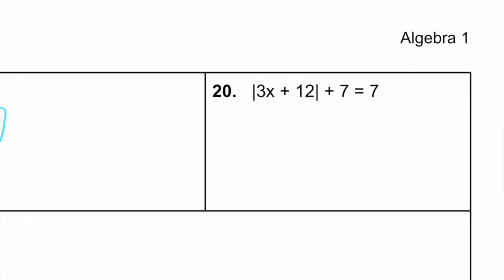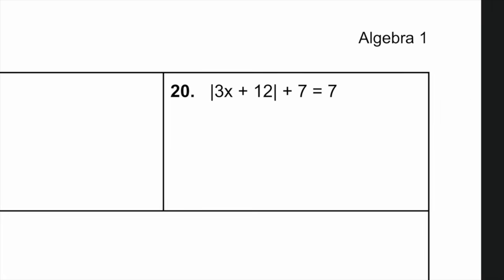If we journey over to number 20 here, we can't drop the absolute value bars yet. We first have to isolate it by getting rid of this positive 7. So we'll do that the same way we have previously, where we subtract 7 from each side. And we end up getting the absolute value of 3x plus 12 is equal to 0. And so now we have that 3x plus 12 is 0 from 0, which means it has to be at 0. So you only have one equation rather than 2 as we drop the absolute value bars, because you can't have a positive and negative 0 anyway. 0 is neither positive nor negative.